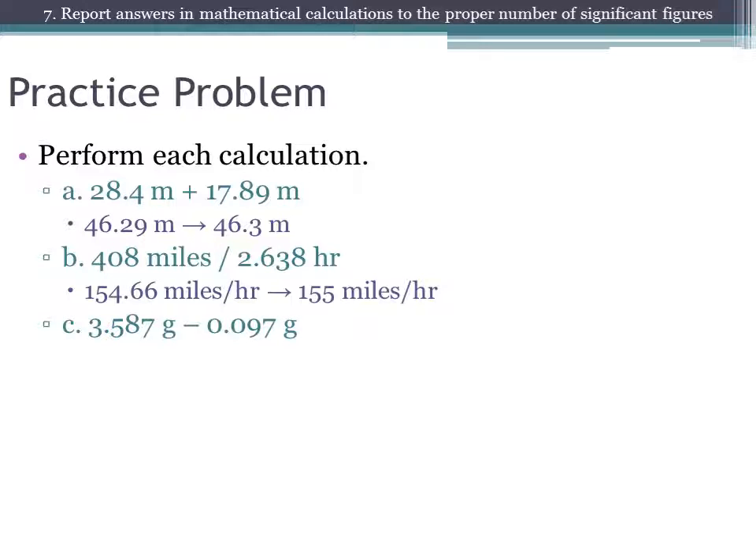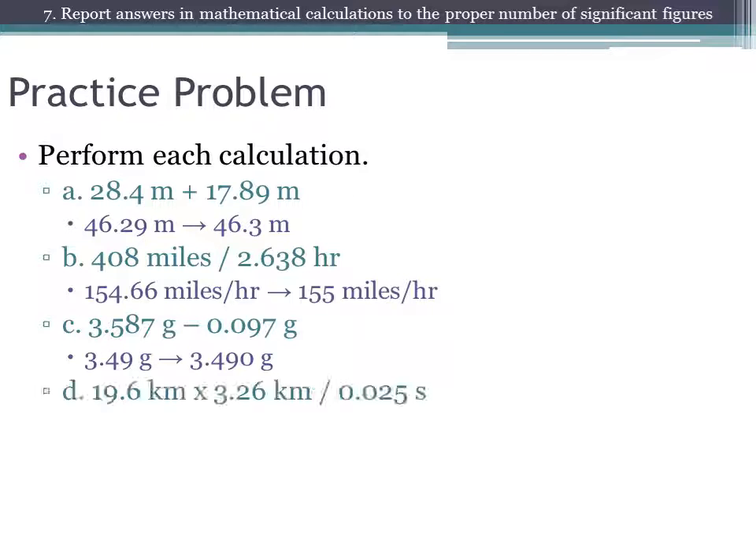Next one, subtraction, 3.587 grams minus 0.097 grams. Here, your calculator is going to tell you 3.49 grams. However, notice both of these measurements have a sig fig to the thousandths place, tenths, hundredths, thousandths. Both of them go to the thousandths place, meaning my answer needs to go to the thousandths place. So in this case, I need to add a zero. This doesn't happen too often, but here is a case where it does. You actually have to add a digit. We're not rounding to take any away. We need a sig fig in that thousandths place.